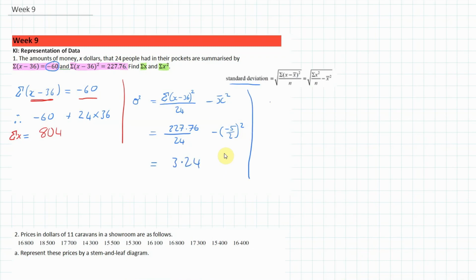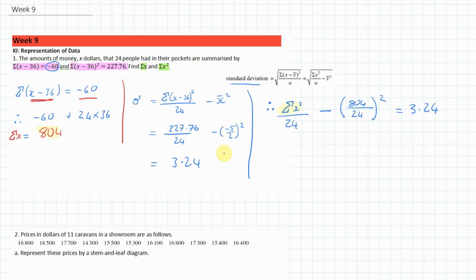And since the coded data isn't changing the spread at all, because we're just shifting things by minus 36, we should have the sum of X squared over 24 minus the new mean, because the mean does change. It's going to be 804 divided by 24, and we square that. And this should also be equal to 3.24. Then we can solve for the unknown, which in this case is our sum of X squared.